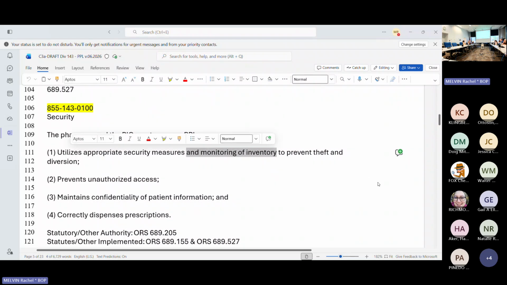Does the board maybe want to entertain striking "and monitoring of inventory," seems to be the proposal? So it would read: the pharmacy and the PIC must ensure a PPL utilizes appropriate security measures to prevent theft and diversion. Because monitoring of inventory could be a process or example of preventing theft and diversion, I think that might be part of the rationale. So maybe Board Member Hall, do you mind kicking it off for us on this one?